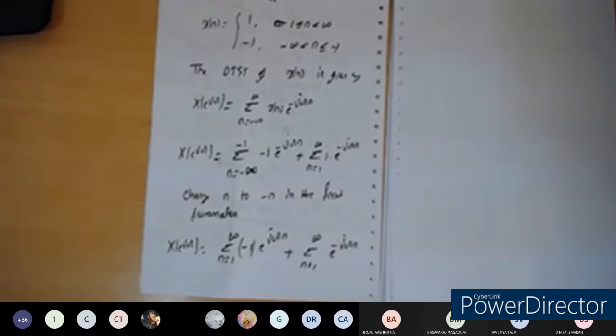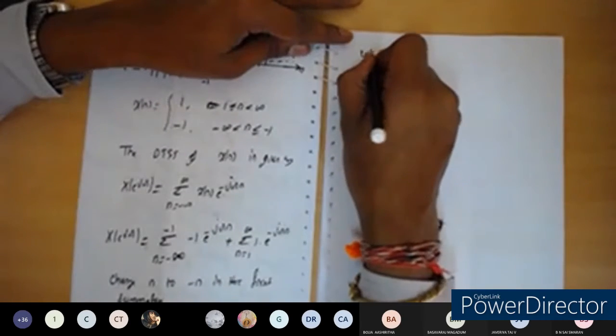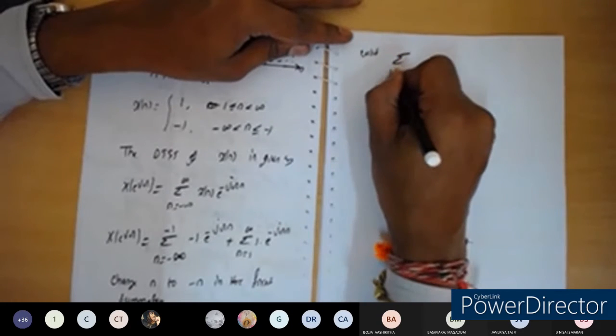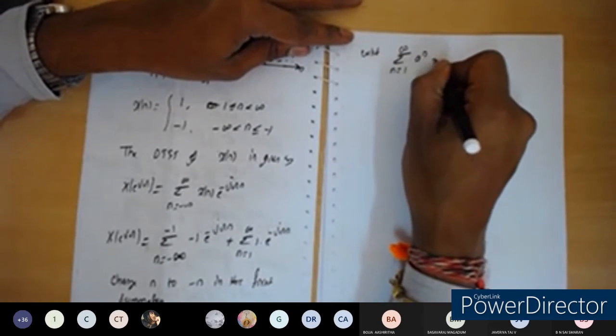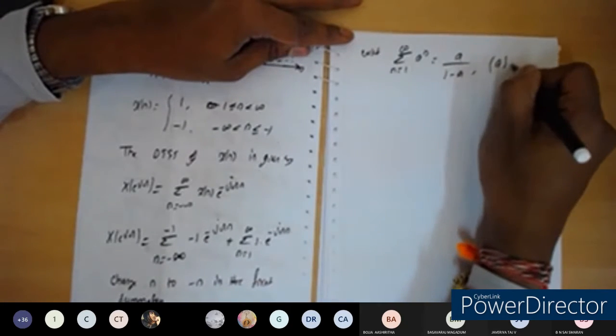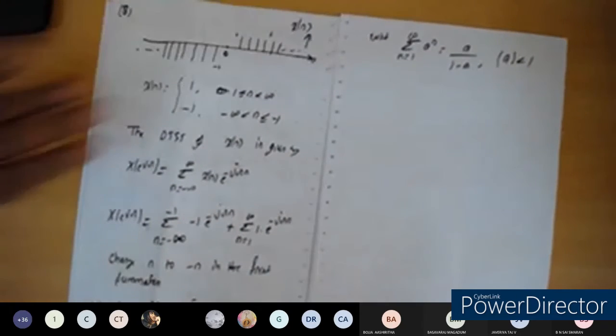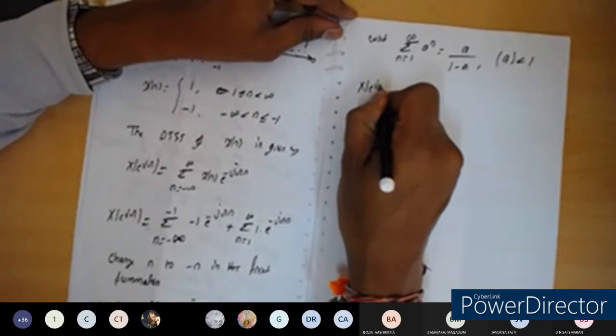Now we are going to apply the sum of infinite series formula. Already we have seen the formula, let us apply that one. So we know the formula, because I'm going to take the modified version: summation n equal to 1 to infinity of a to the power of n is equal to a divided by 1 minus a, provided a should be less than 1. So apply that formula and let us simplify.